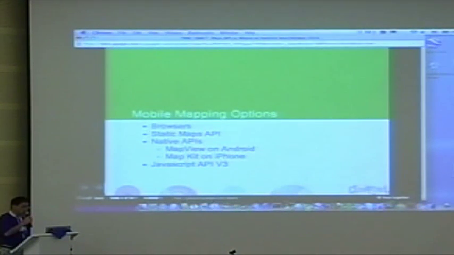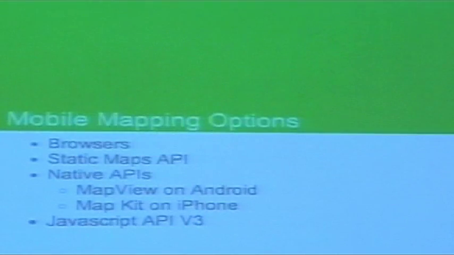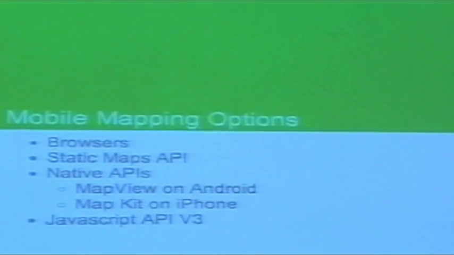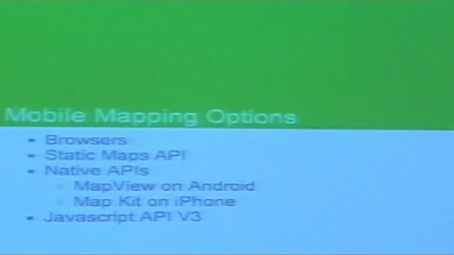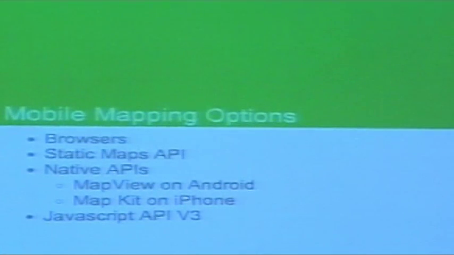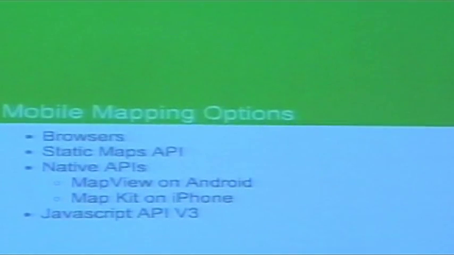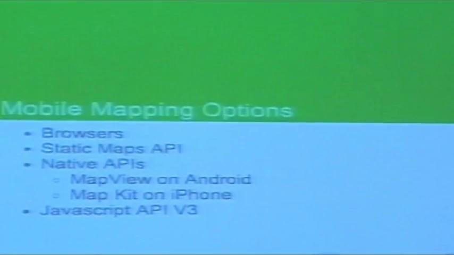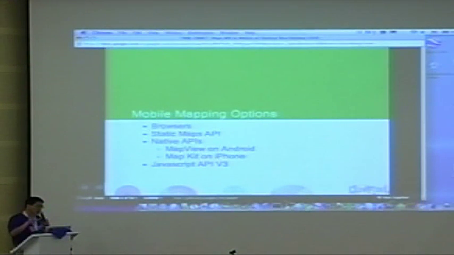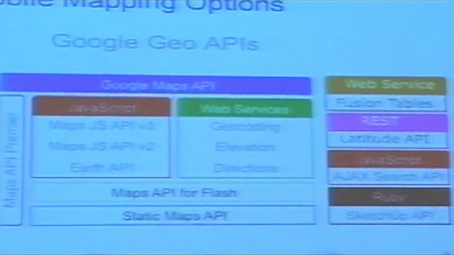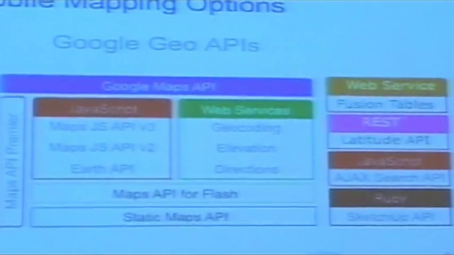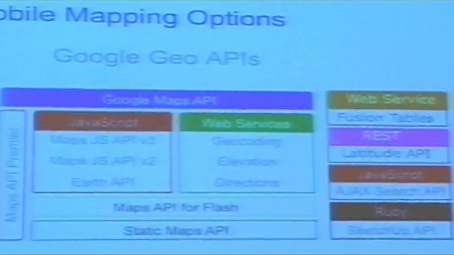The last option is the super good, super awesome JavaScript API, of which the current version is V3. We specifically designed that API for mobile applications. That way you can take your mapping application outside the browser, write a native application, and point directly to that.